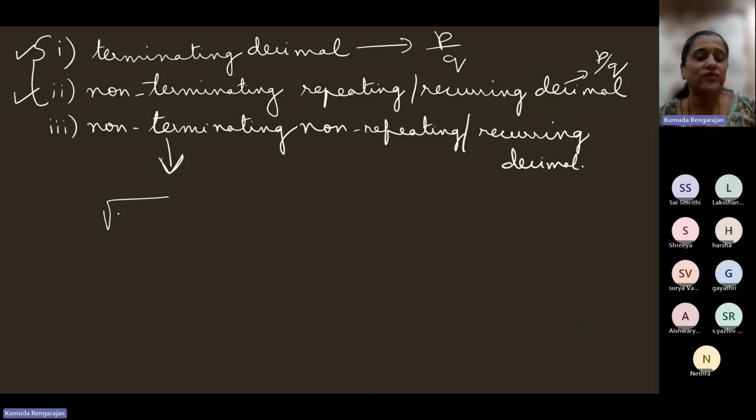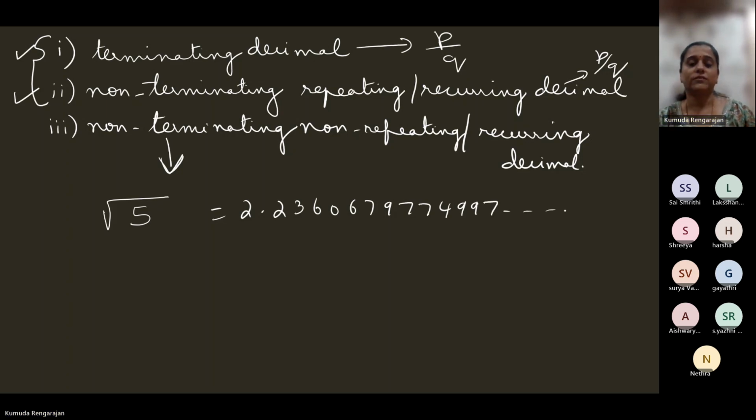Supposing you try to find the square root of 5. I'm using the calculator. So square root of 5 is 2.2360679774997 and it goes on. How do we understand that this decimal expansion is non-terminating? Because it goes on. But how do we understand that it is non-repeating? You can see the digit 6 here, which repeats here. But here after 6, you have 0. But here after 6, you have 7. Then see a 7, 9. Then again it is 7, 7.